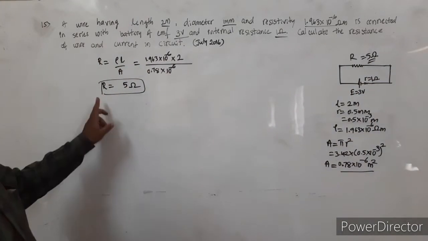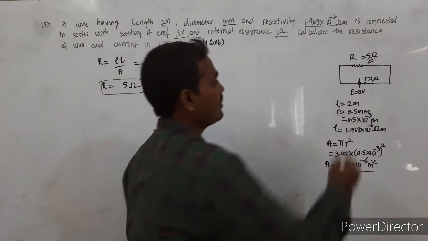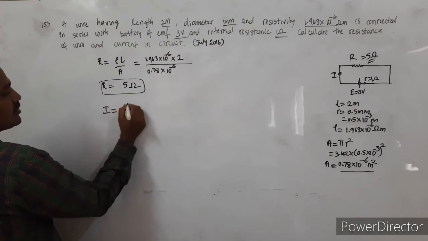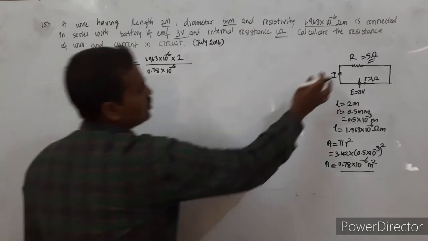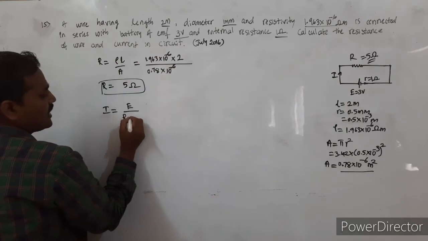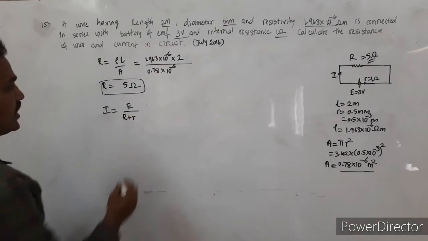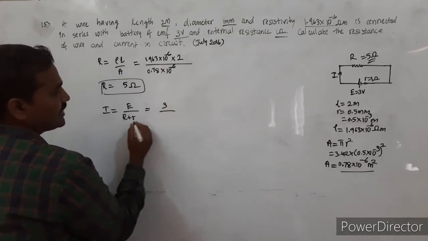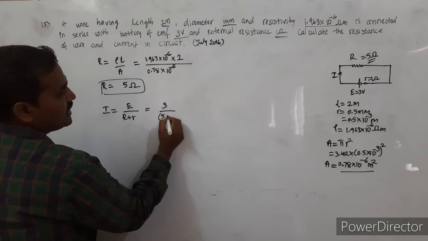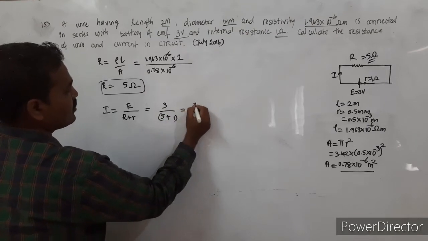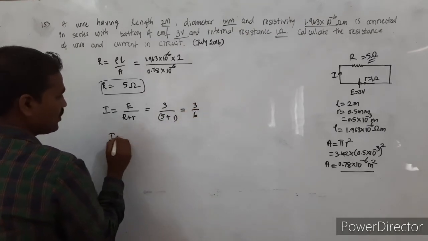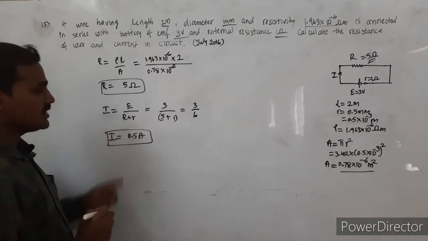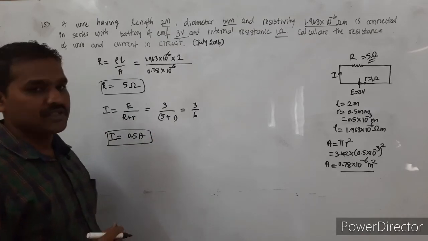Now easily I can find the current flowing through the external resistor, which I denote as capital I. Current flowing through the resistor is given by I equal to EMF divided by total resistance. Total resistance is capital R plus small r. Let us substitute the value here. EMF is 3 volt divided by capital R is 5, internal resistance is 1. So this is equal to 3 divided by 6. So I get the value of I equal to 0.5 amperes. This is the value of electric current flowing through the resistor.